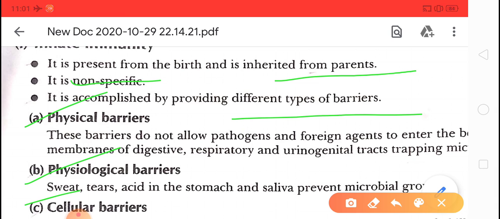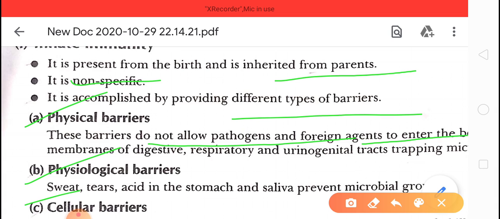First, that is physical. Children, in the physical barrier, basically skin and the mucous membrane are the two things in the category of physical barrier, and these do not allow pathogens and foreign antigen agents to enter the body. We know very well about the skin, but the mucous membrane surrounds the digestive system, respiratory system, and urinogenital tracts.